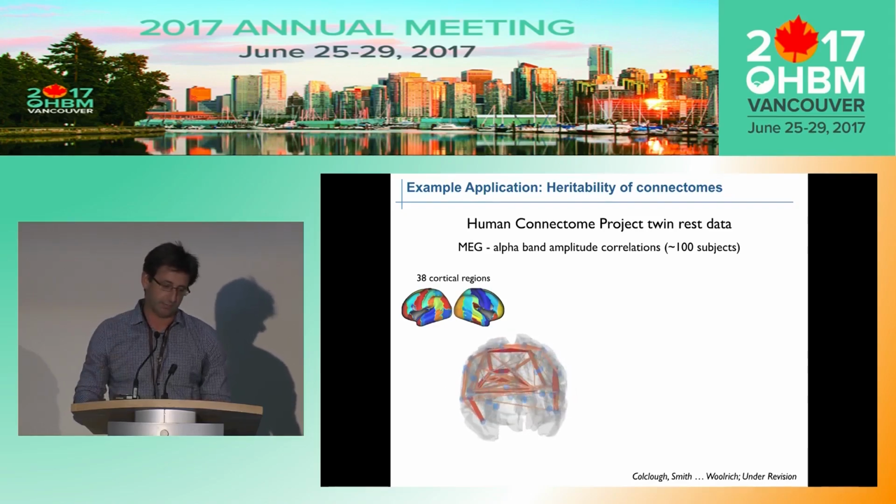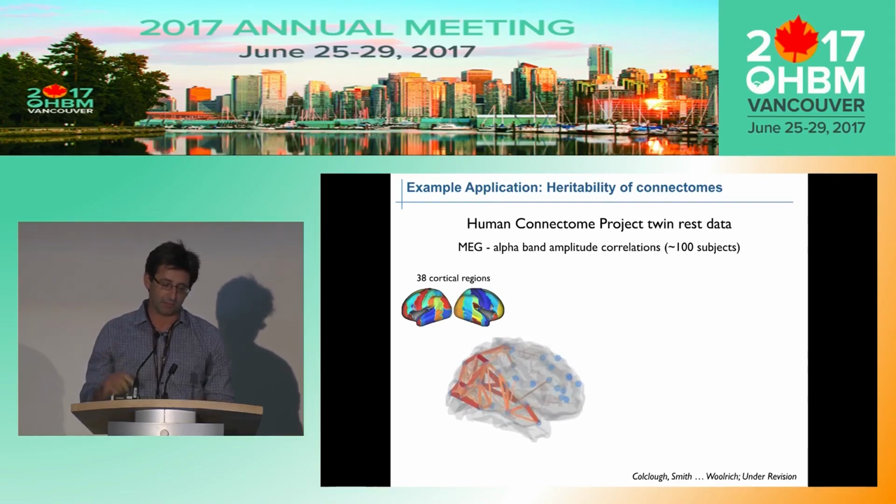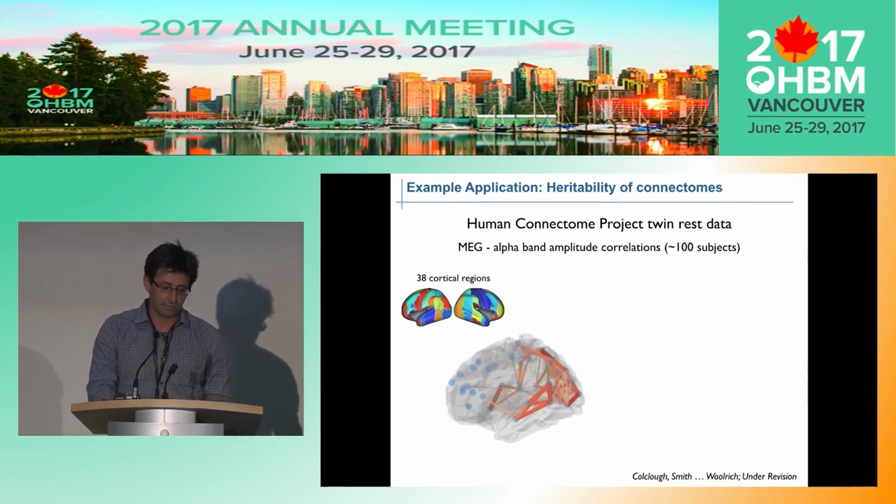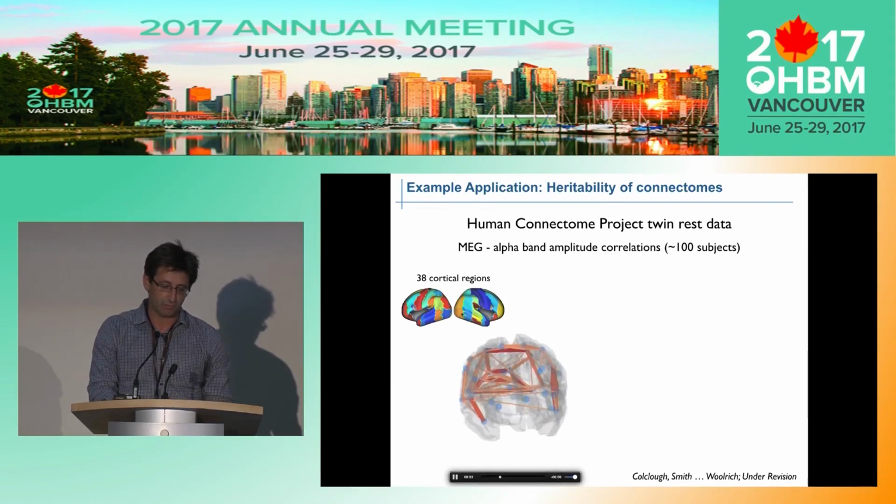So first of all, we can look at MEG data. Here we're focusing on the alpha band, and we can see here the connectome we compute using a 38 cortical region parcellation and amplitude correlations of the sort I've been describing earlier.